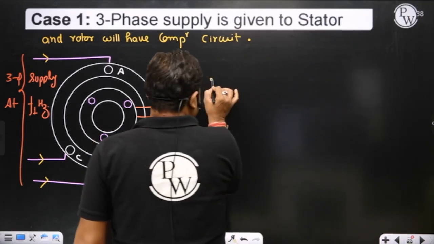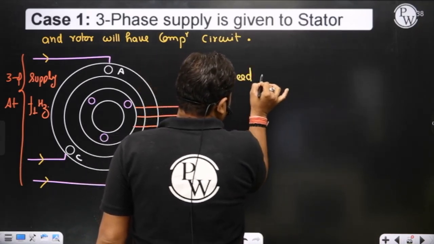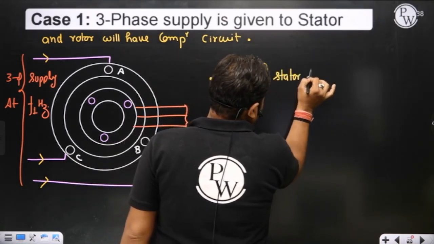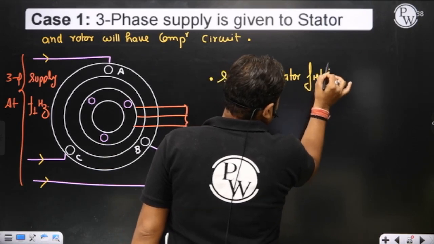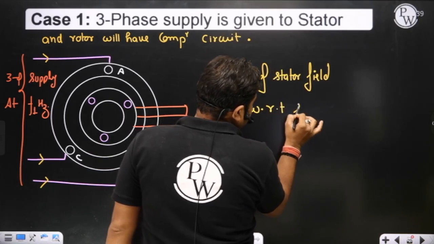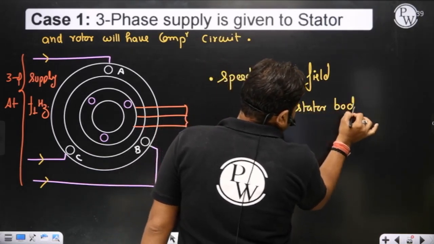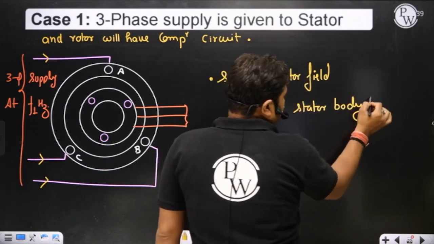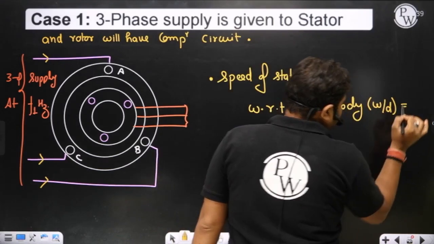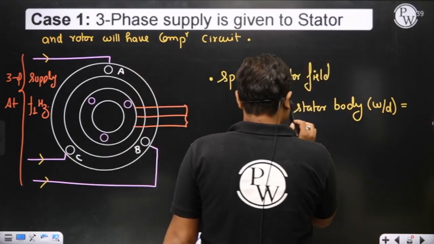So I am writing here, please observe, speed of stator field with respect to stator body. Please help me to write this. Body means winding. Whenever I am saying body, it means winding only.